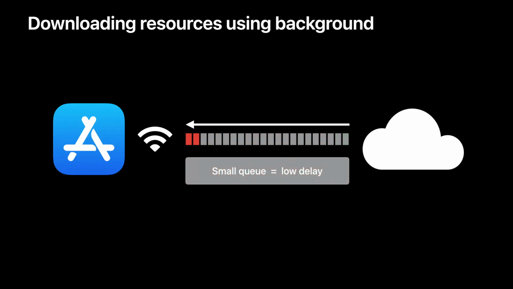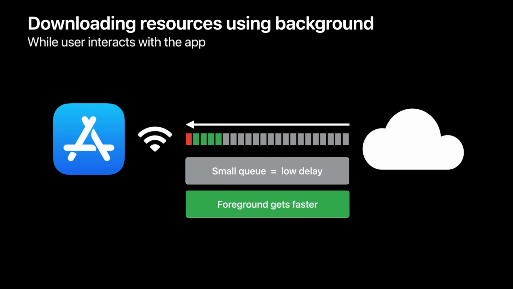Now, let's look at what happens to the network when we mark these non-user initiated prefetching tasks as background. Marking these non-user initiated transfers as background will dramatically reduce the size of the network queue, which will then become available for other foreground data. Thus, any foreground data, that is the green packets, will be delivered instantly for a quick, delightful experience.